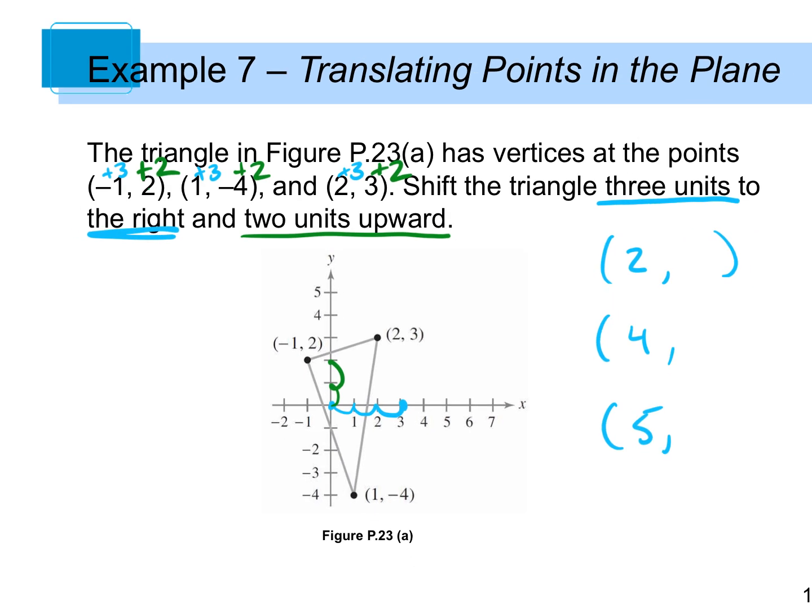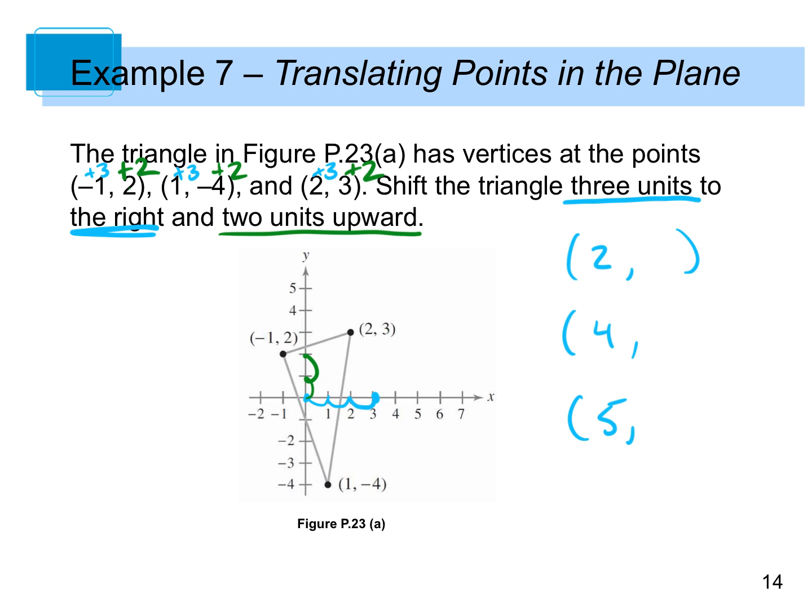So we're going to add 2 to all of our y's. So 2 plus 2 would be 4. -4 plus 2 is -2. And 3 plus 2 would be 5. So these would be our new points.